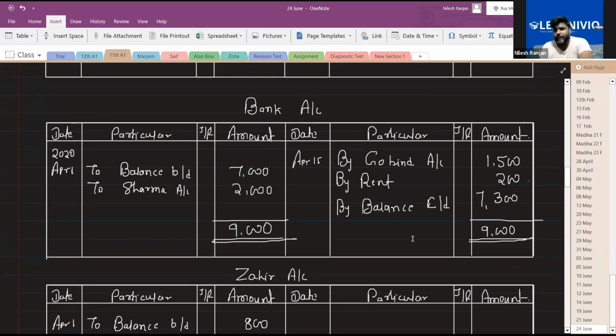Yes, already calculated the balance of bank. You can see all the transactions are already written here. This is the ledger. So balance c/d. There is opening balance also 7,000. Then all the transactions, and at the end we have calculated the balance.